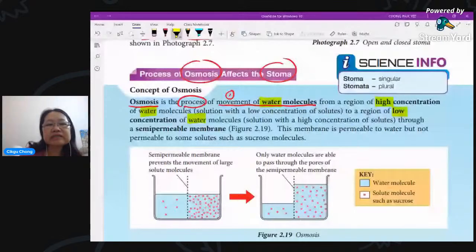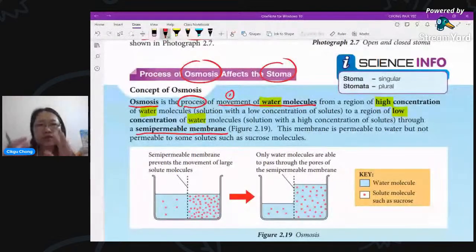That means there's something to separate, a layer that blocks. For diffusion of gases, no need for a membrane. It just moves like that. But for osmosis, there is a membrane. Now, what kind of membrane is it? It's usually the cell membrane, the plasma membrane. That means it goes across the cell.